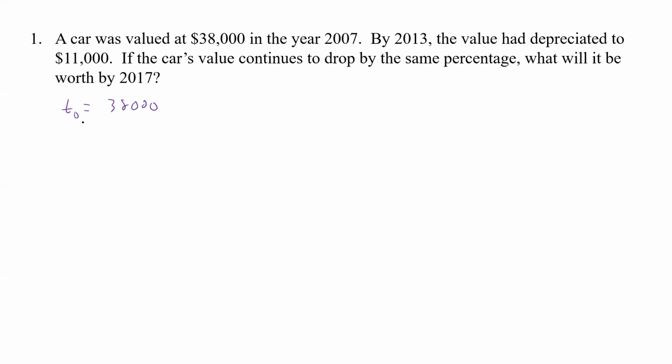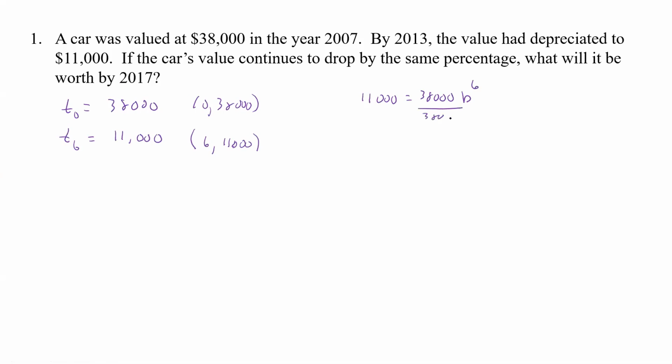Well, we know that in time zero, t of 0, that's going to be $38,000. And then what we're going to do is we're going to move up to the next year, which is going to be in 6 years. So t of 6 is going to be $11,000. And so then what do we know from that? Well, we can actually calculate what our value is because we know that this is 0, 38,000, and this is 6, 11,000. And so we can say, well, 11,000 is equal to 38,000 times b to the x, which is 6.